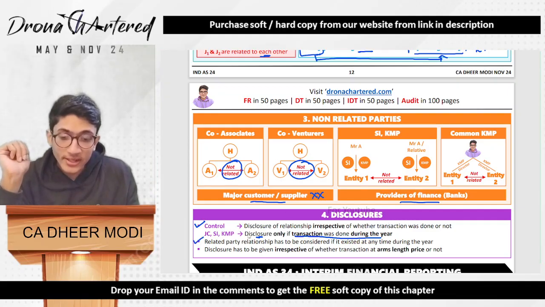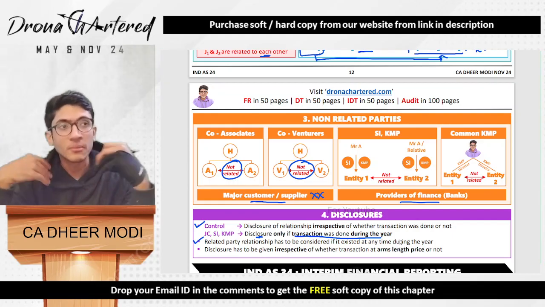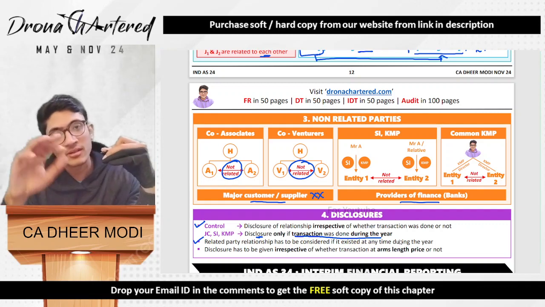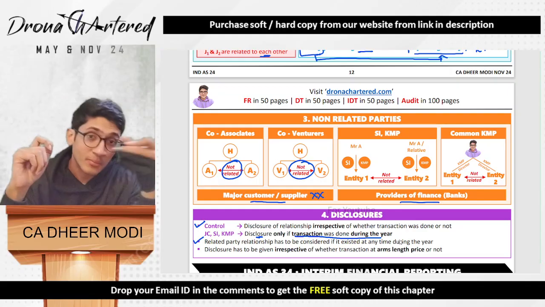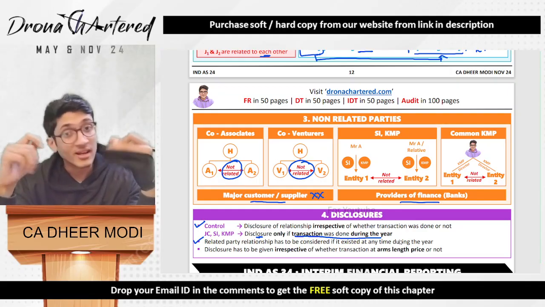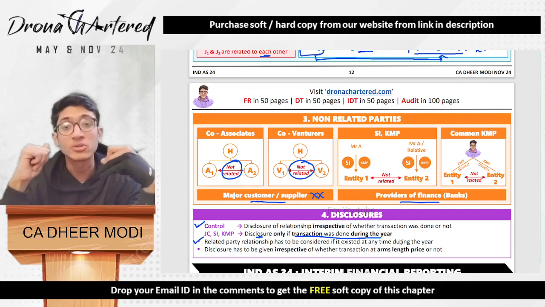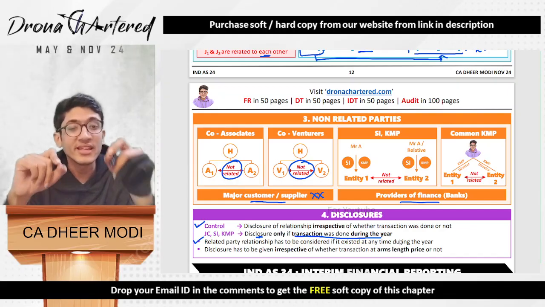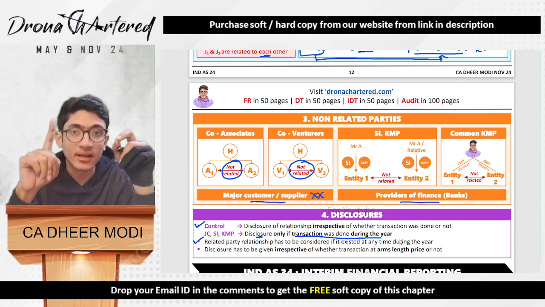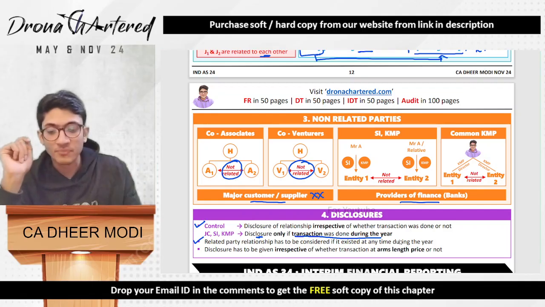Next, your related party relationship has to be considered if it existed at any time during the year. So say for example, if I was a related party during the year, say for 3 months, and a transaction occurred in the remaining 9 months when I was not a related party to the entity. In such a case, does the disclosure have to be made? Answer is yes. I will become a related party to the entity even if I was a related party for 1 day. I will be considered as a related party for the entire year.